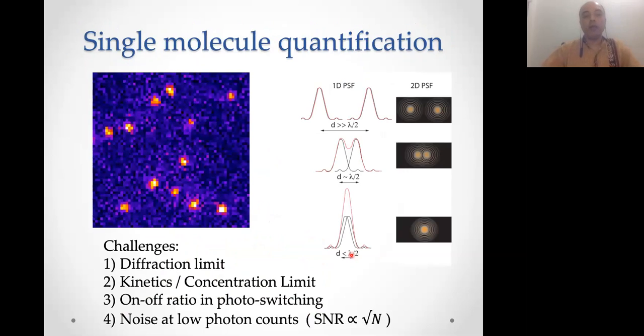Okay. So coming back to why this is important. So here's an image of your single molecules, let's say immobilized on the surface, and I have been able to dilute them out. If I was not able to dilute them out.